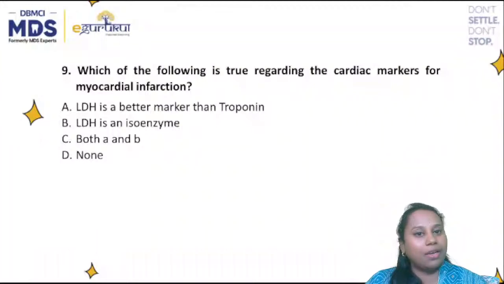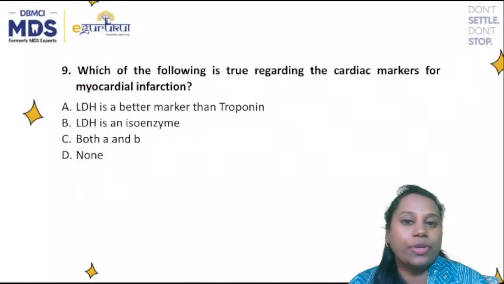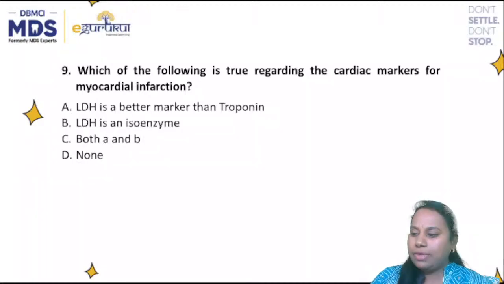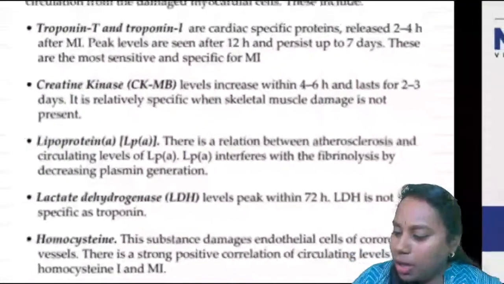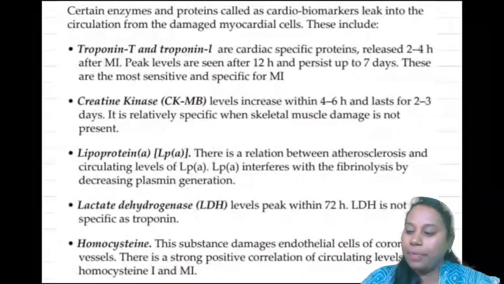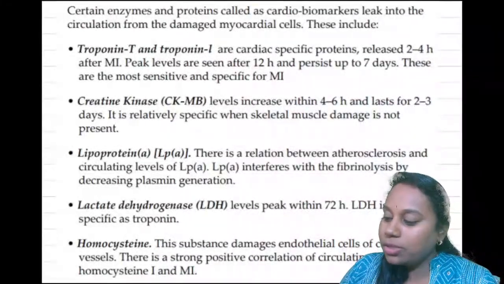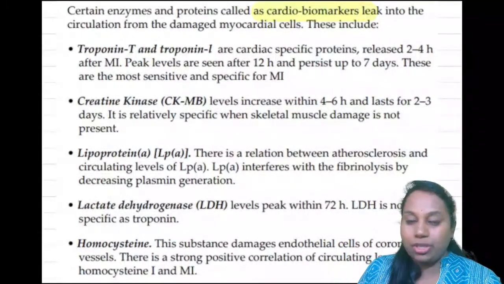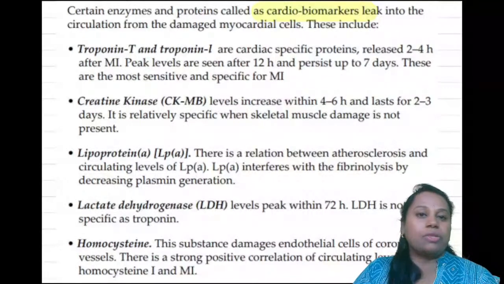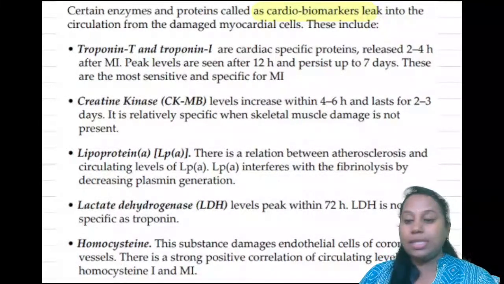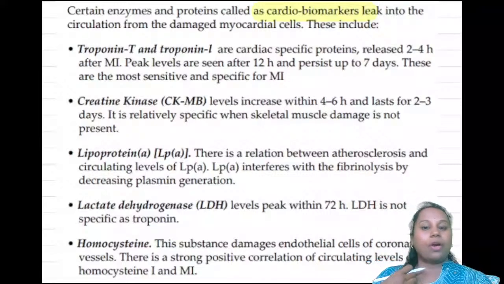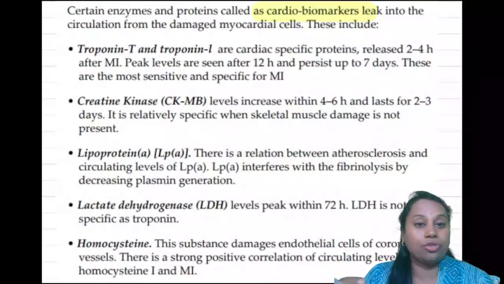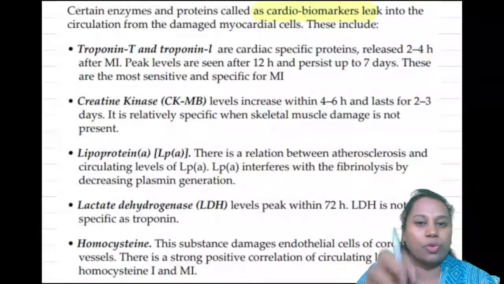Over to question number 9. Which of the following is true regarding cardiac markers for myocardial infarction? First, let's quickly learn about the markers for myocardial infarction. There are certain enzymes and proteins called cardiac biomarkers. They can leak into the circulation from the damaged myocardial cells. If a patient undergoes myocardial infarction, a heart attack, these biomarkers leak into the circulation from the damaged myocardial cells.